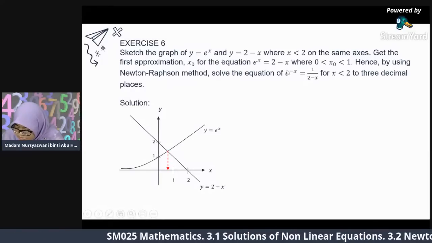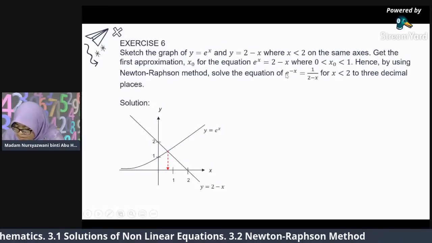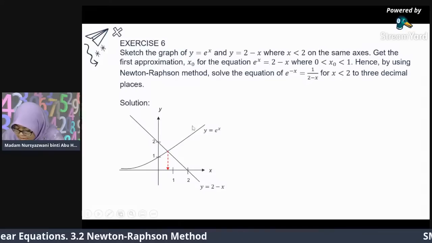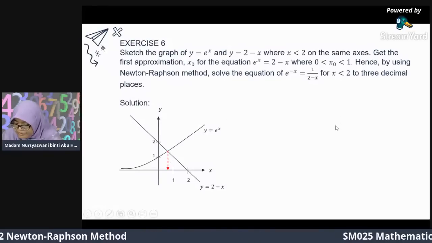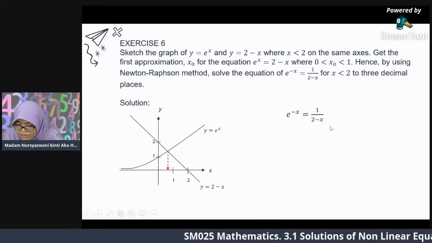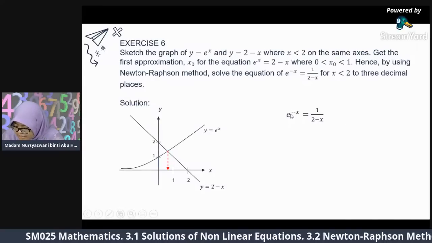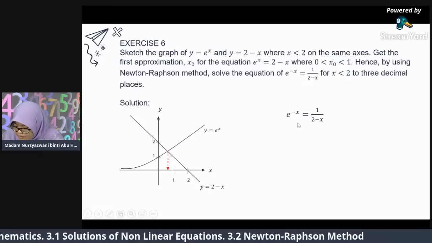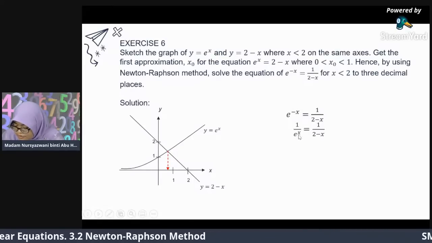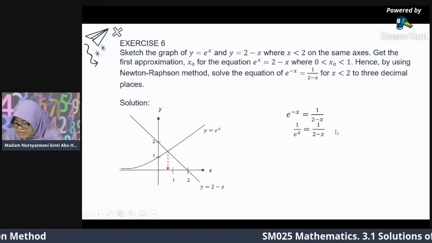So kalau awak tengok persamaan ni, dia tak sama dengan persamaan yang diberi kat atas ni. So maksudnya awak kena simplify dia dulu. Bagi sama baru awak boleh guna graf ni lah untuk root kan. Okay. So e to the power of negative x equal to 1 over 2 minus x. Okay, so awak turunkan e to the power of negative x ni ke bawah untuk positifkan power dia. So dia ada 1 over e to the power of x equal to 1 over 2 minus x.